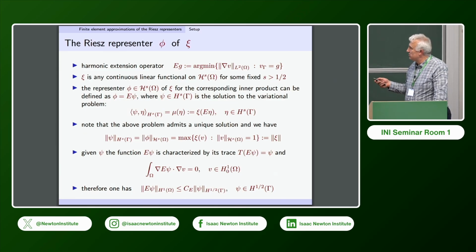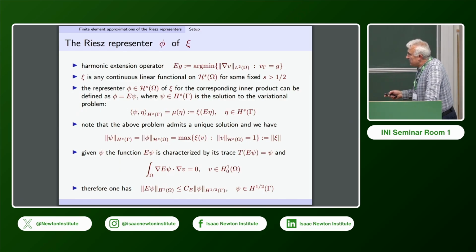So in order to do that, we have to define what is the restriction, the operator E, which is the harmonic extension operator. And when we have it, we can characterize the trace of the operator through this extension operator.